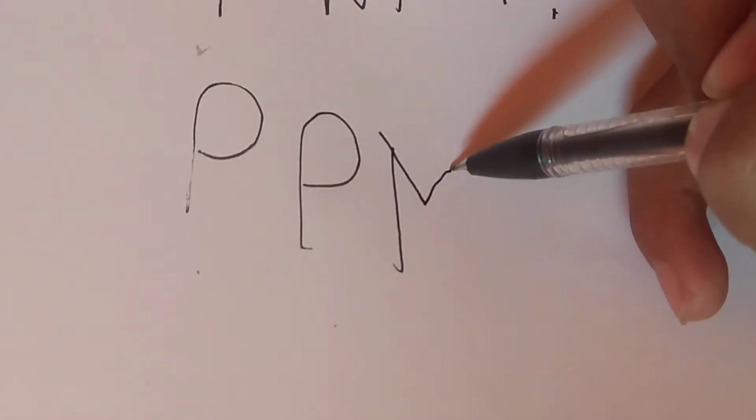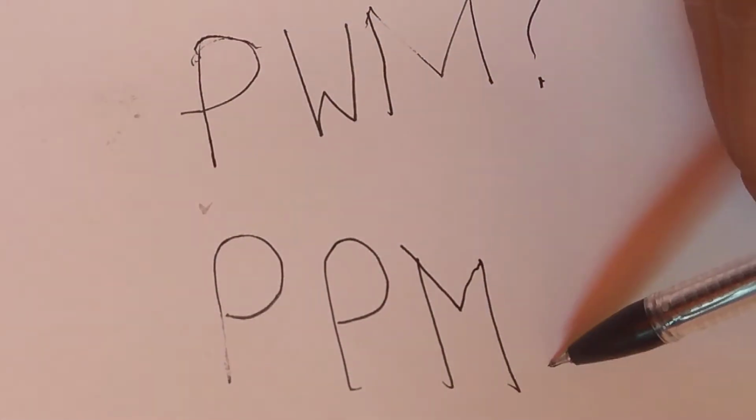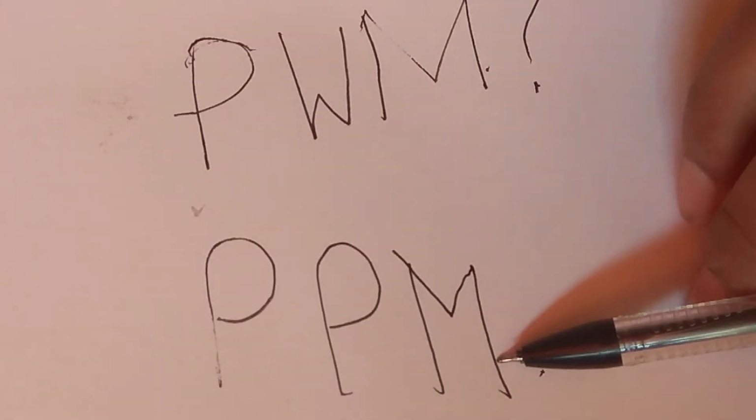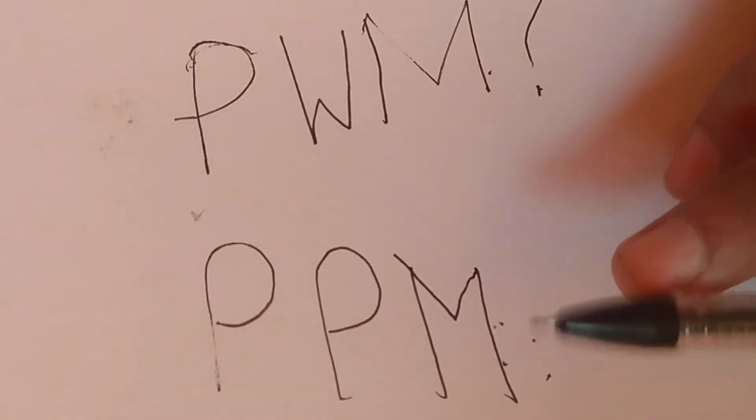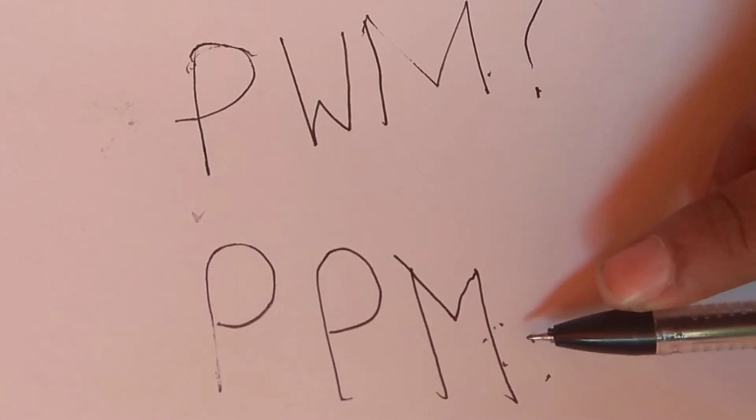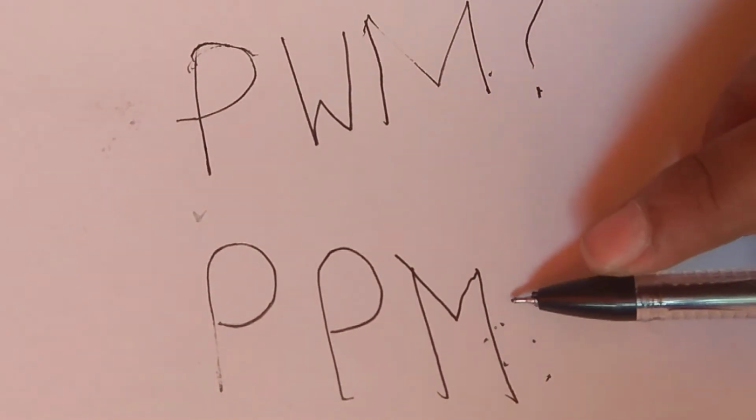pulse width modulation. Now you could use this or this. If you're using this, I will show you how you can build your remote using this in a few seconds. But I haven't built that remote. I'm going to show you the schematic and the code maybe in another video. But our main focus should be on PWM signals.